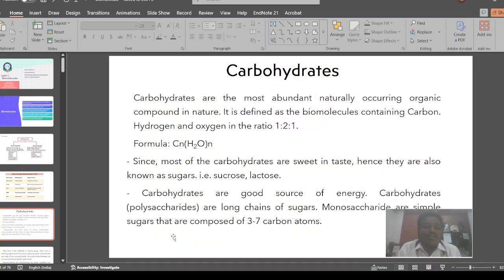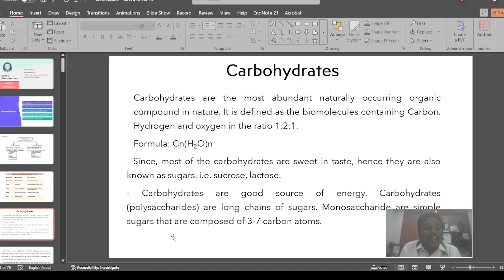Next, carbohydrates. Carbohydrates are the most abundant naturally occurring carbon compounds in nature. It mainly contains carbon, hydrogen, and oxygen, which are present in the ratio of 1 is to 2 is to 1. And the general formula is Cn(H2O)n. Since most of the carbohydrates are sweet in taste, they are also known as sugar. Examples are sucrose and lactose. Carbohydrates are a very good source of energy because they help in producing ATP.